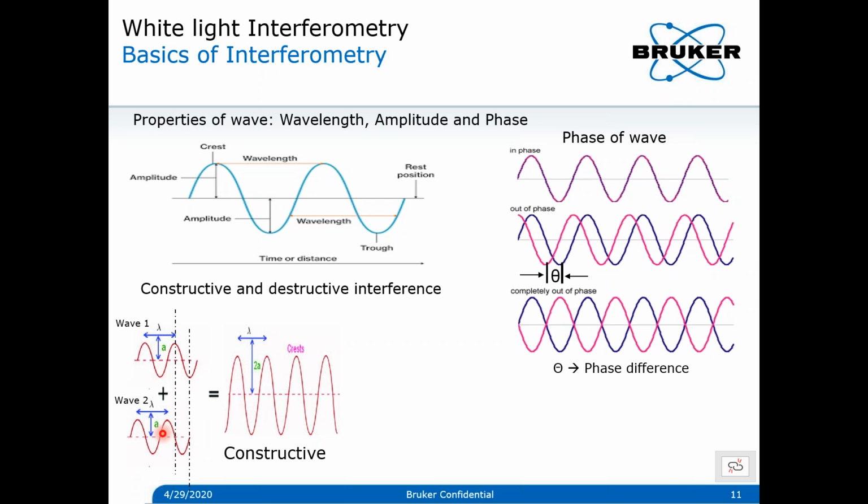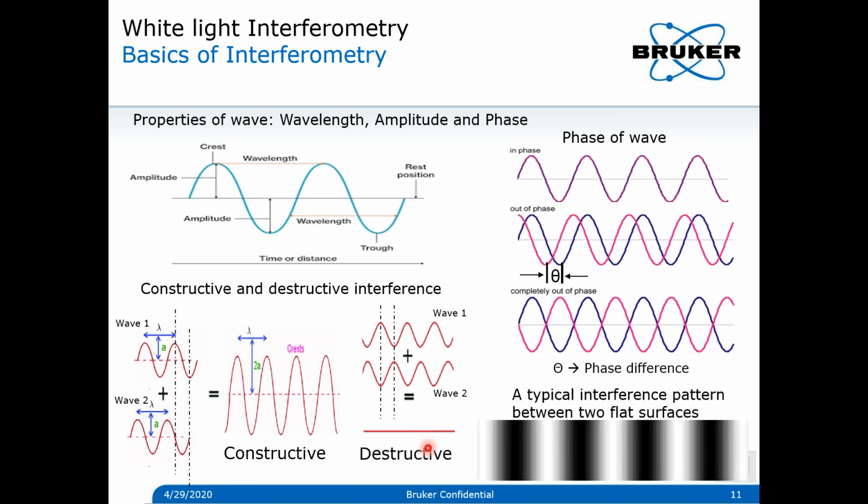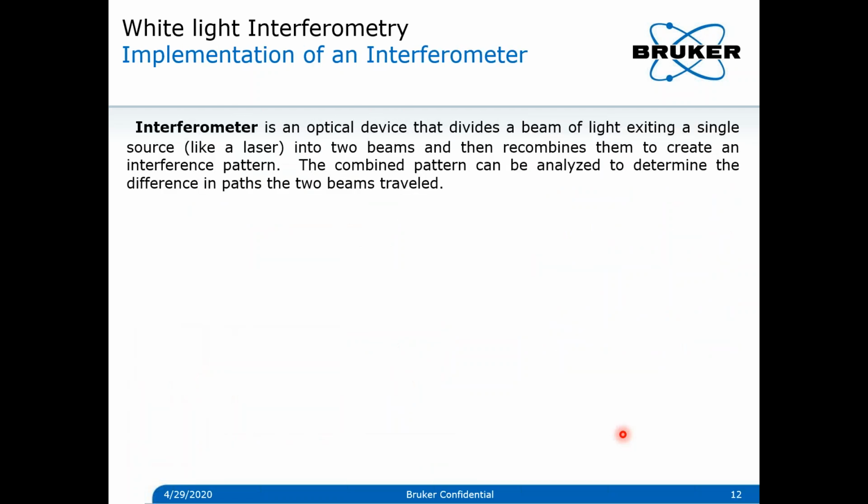Sorry that the second wave is a little bit moved. Ideally, this should have been overlapping the crest. But if you do a similar kind of addition in case of wave 1 and wave 2 in this fashion, where the crest of one meets the trough of the second wave, you will get a destructive one. So what will be the result? You will get a typical interference pattern when you put 2 flat surfaces. So we are going to use that principle in the implementation of the 3D microscope.